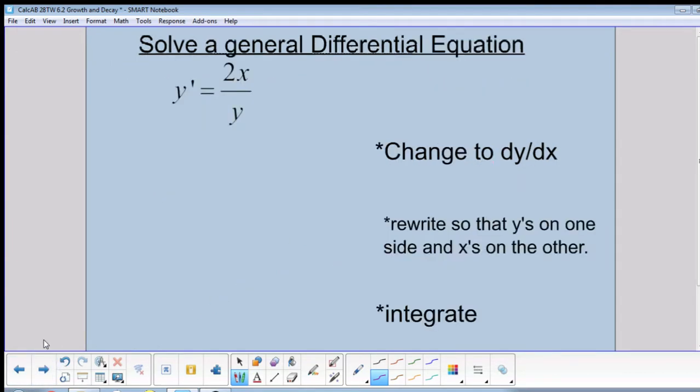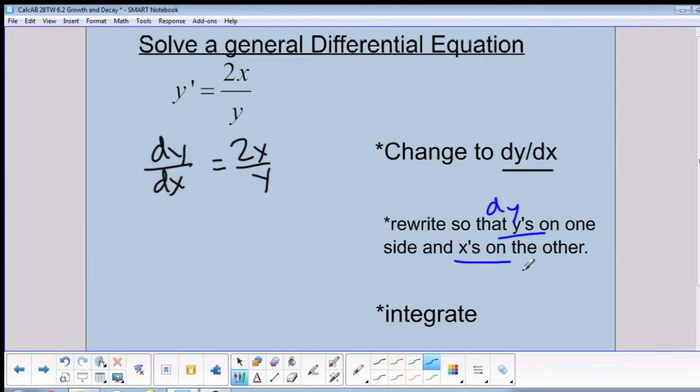Now, let's solve a general differential equation that has x's and y's in it. This is going to pop up in the next few sections. This is the way I do this. I change a y prime to dy/dx, so change that to dy/dx equals 2x over y. The goal here to actually solve this is we want to rewrite it so that the y is on one side and the x is on the other, and that includes dy and dx.